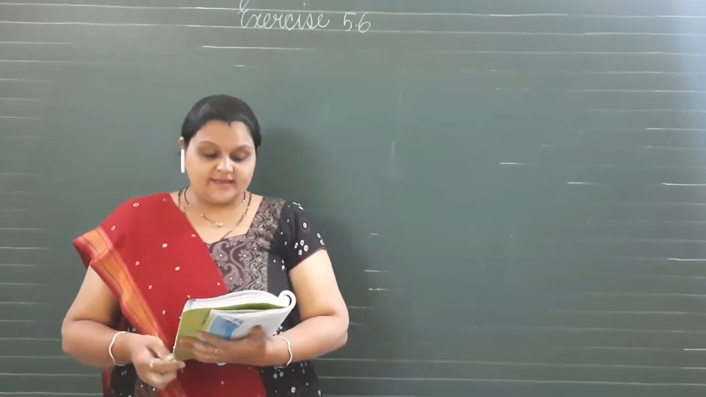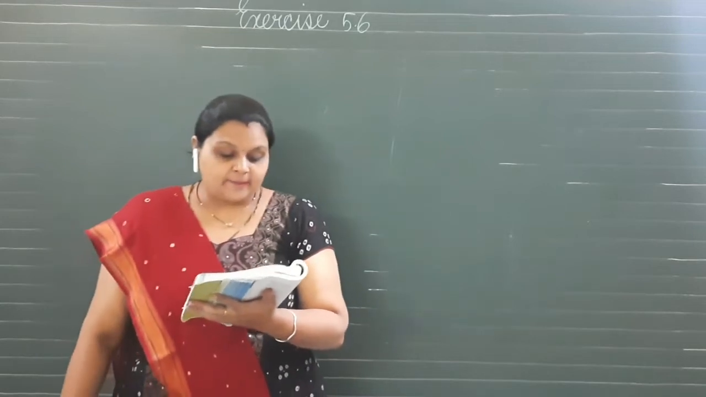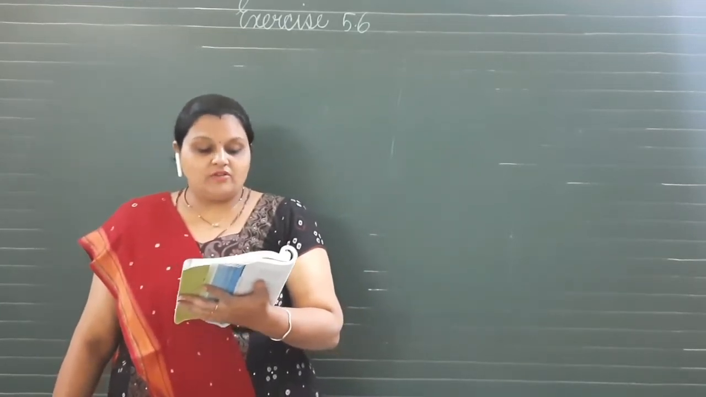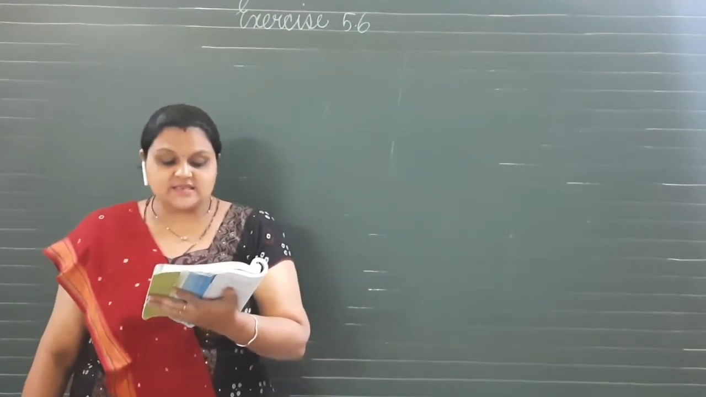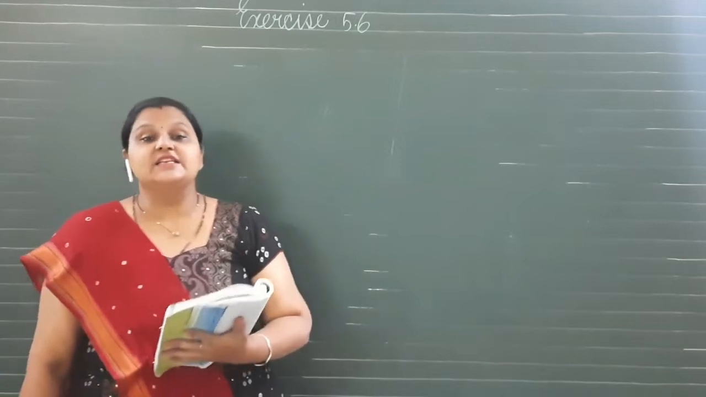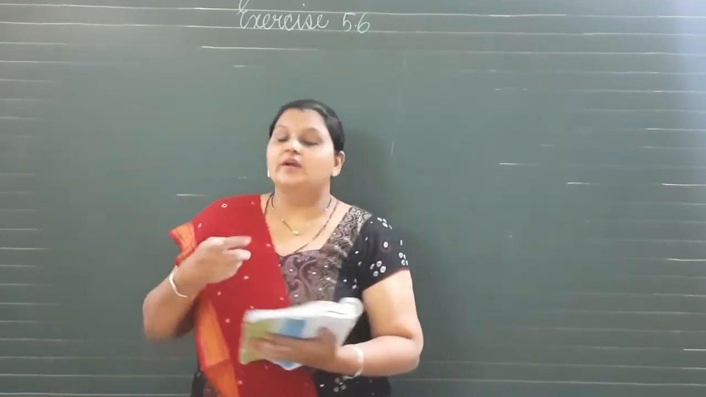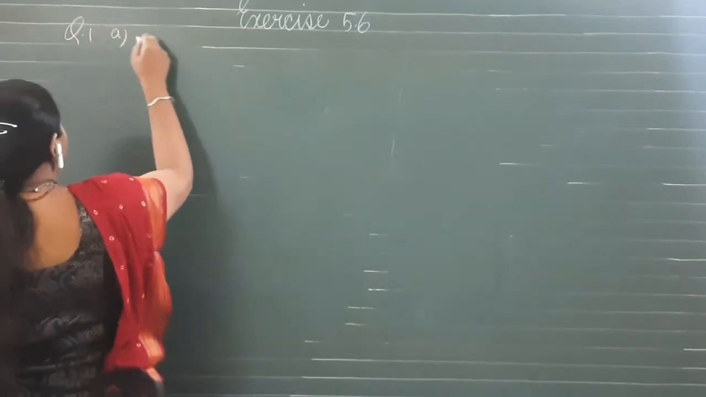Now let us see exercise 5.6. Question number 1. Name the types of the following triangles. A. Triangle with length of sides 7, 8 and 9 centimeter. Here all the sides are different, so it is scalene. We can say it is a scalene triangle.